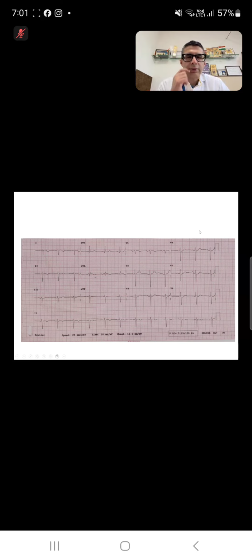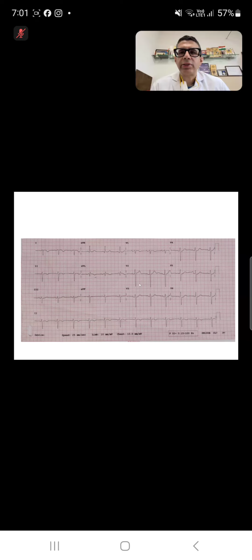So this is the first ECG. Who would like to tell about this ECG? Looks like lead misplacement. Again, what is important is to follow the order.